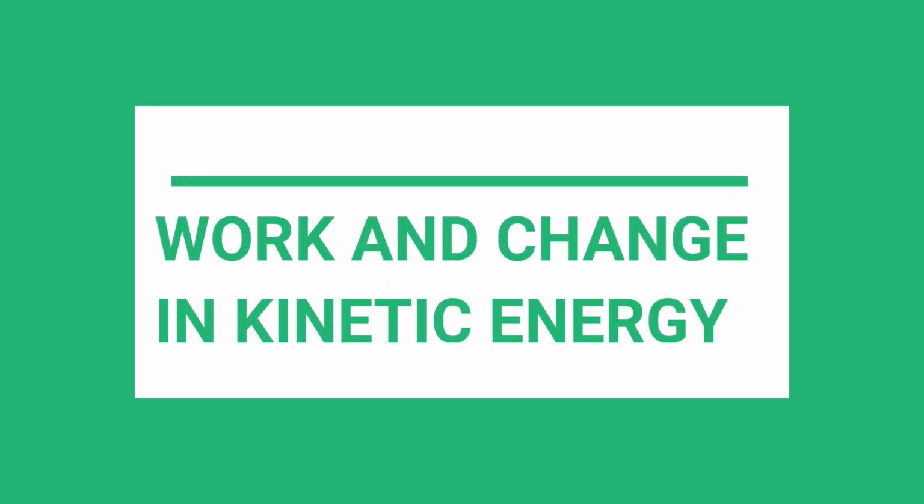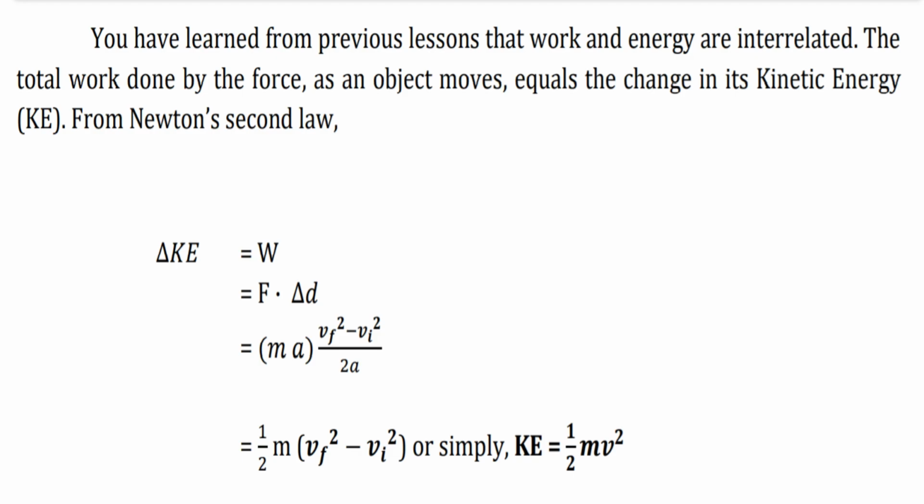Now let us proceed to work and change in kinetic energy. You have learned from previous lessons that work and energy are interrelated. The total work done by the force as an object moves equals the change in its kinetic energy from Newton's second law. Change in KE is equal to work, or it is equivalent to F multiplied by change in displacement, or simply KE is equal to 1/2 mv squared.